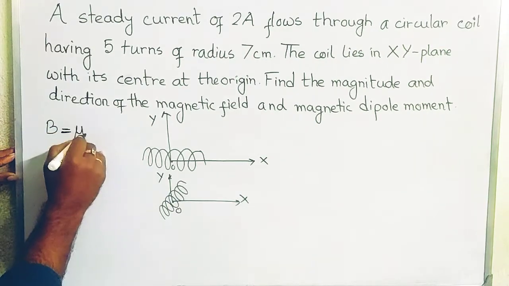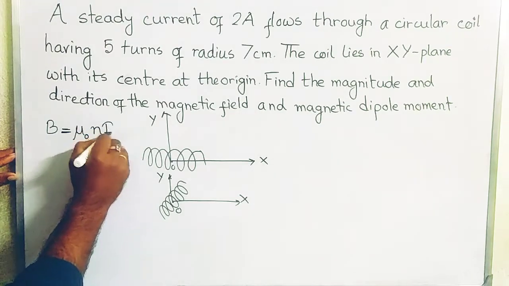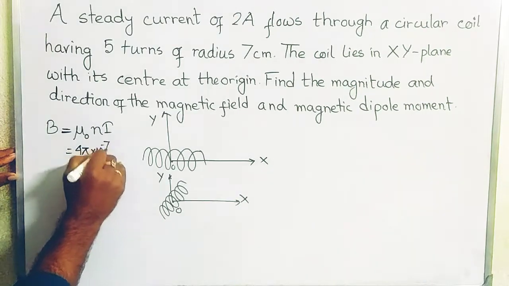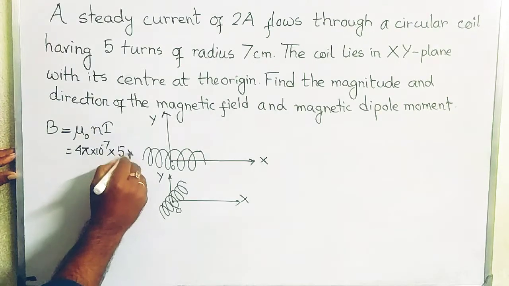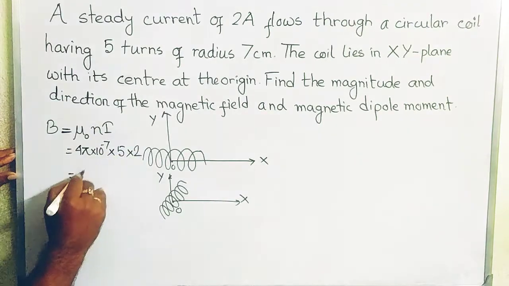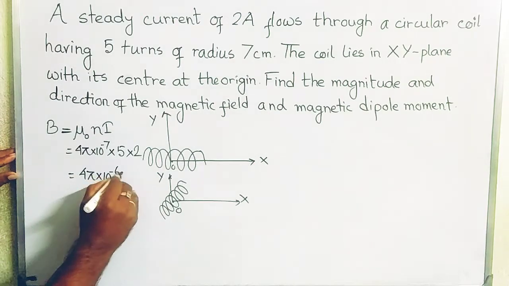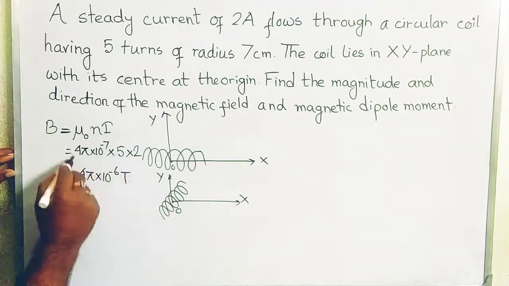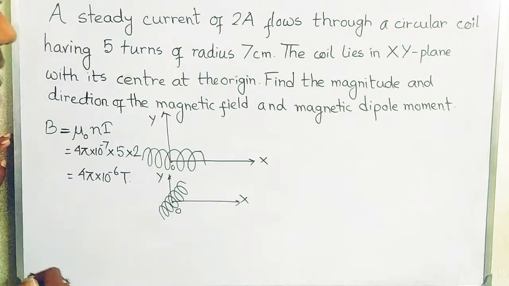So if I want to find out the magnetic field of this circular coil, that is mu naught into capital N, small n into I. Mu naught is 4 pi into 10 to the power minus 7. The total number of turns is 5 and the I is 2. So if you calculate this, it will be 4 pi into 10 to the power minus 6 Tesla. Since all of these things are measured in SI unit, the magnetic field that we have calculated also comes in SI unit.